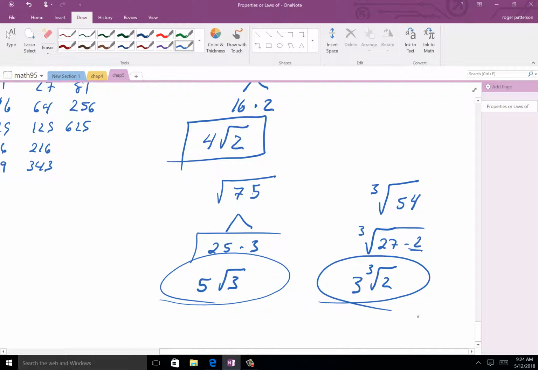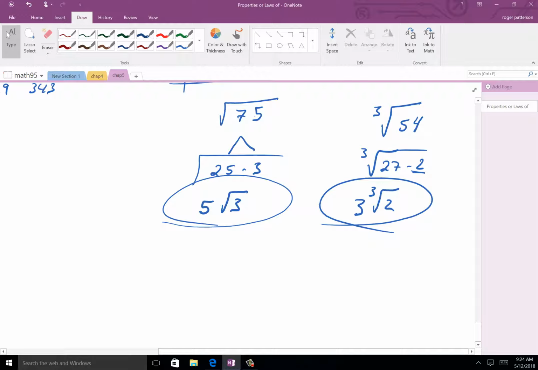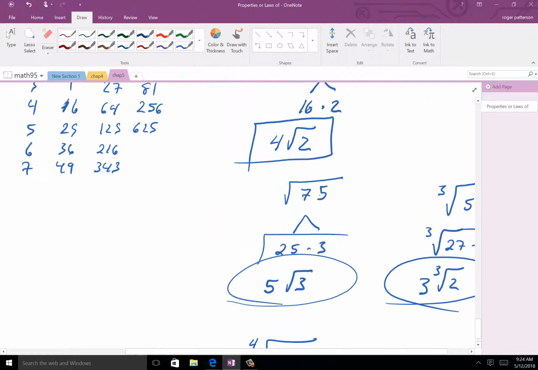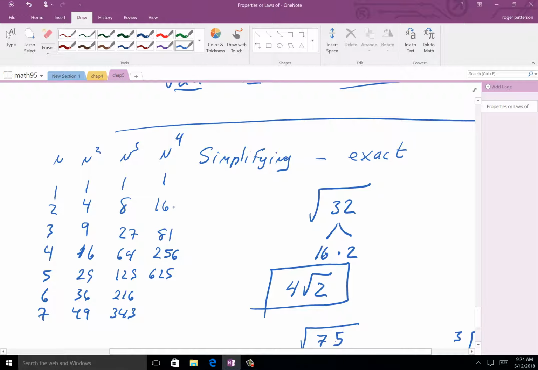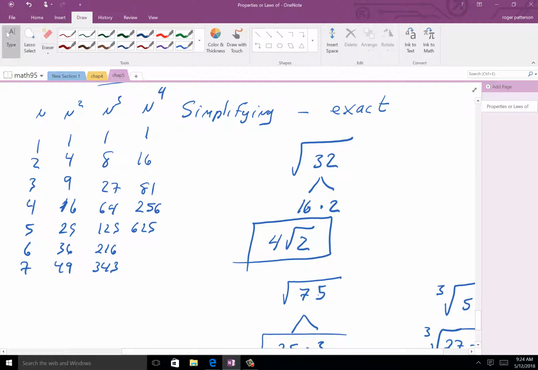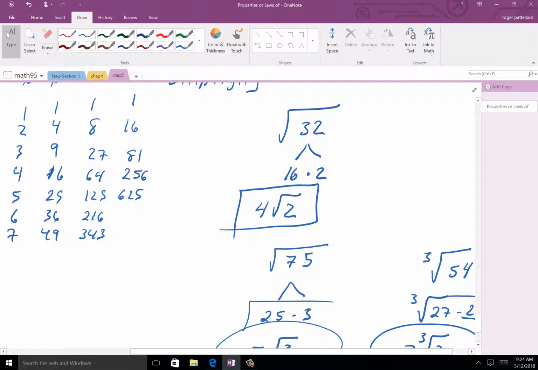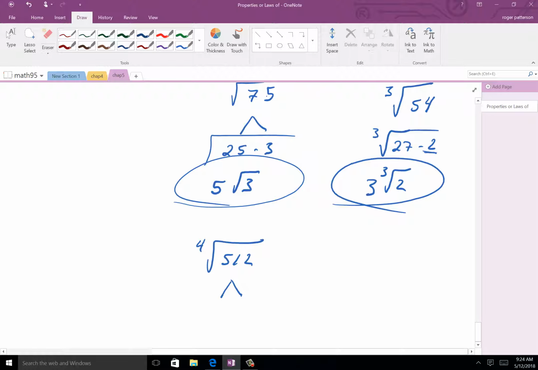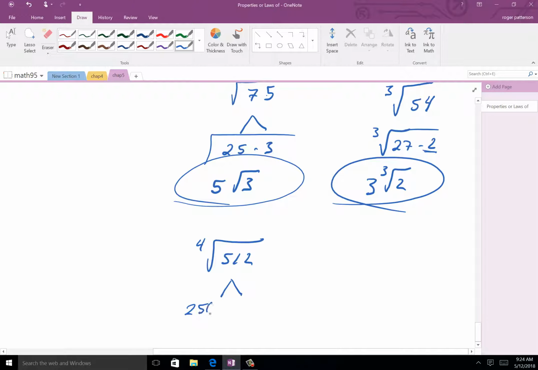It's kind of hard to do this because you've got to figure out what the largest one is and what goes into it, and then you've got all your cube roots. But he does like cube roots. Here's a fourth root. 512. Now we've got to break this down, so I go to my fourths. I've got 1, 16, 81, 256, 625. Well, I know it's got to be less than 625. What's the largest of those that goes into 512? 256. Good deal. 256 goes in there twice.